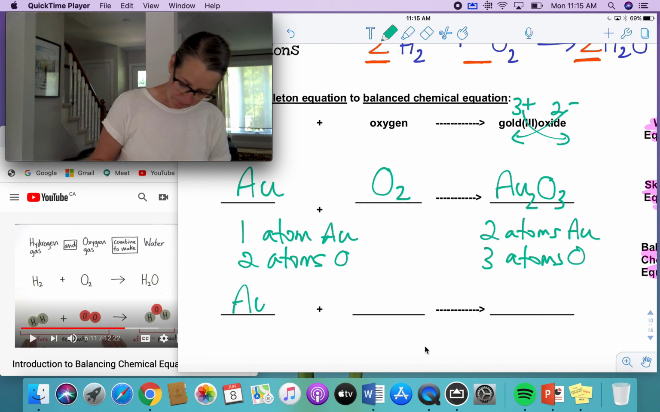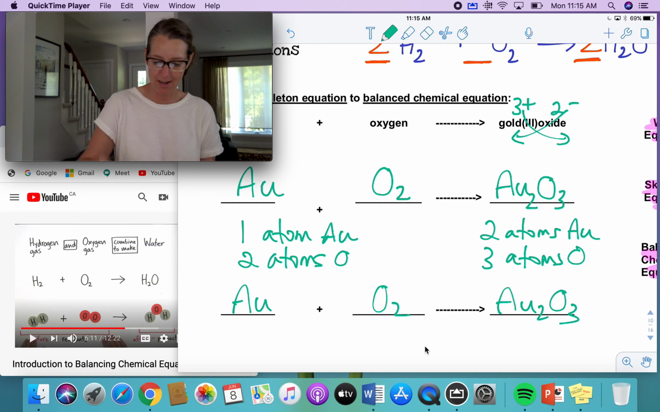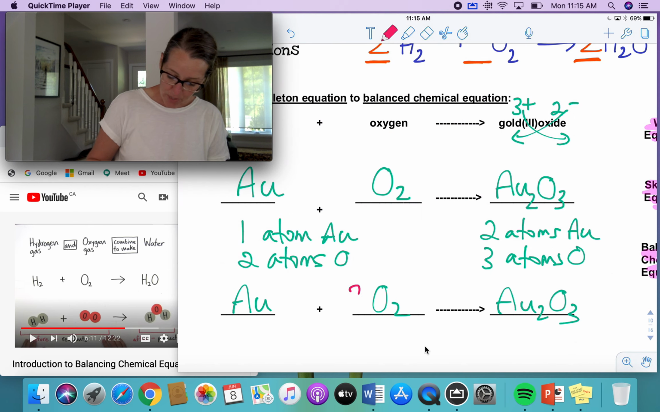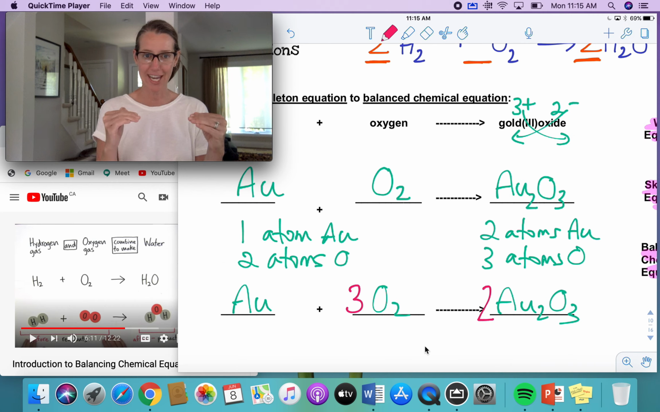The easiest way to get rid of an odd on one side and an even on the other side is to say, okay, here's where I'm going to write my skeleton equation down below again, and I'm going to add a coefficient as needed. Okay, I'll do this in a different color. I'm going to then put a 3 in front of my O2 and a 2 in front of my Au2O3. Okay, I'm going to balance out by only using the coefficients because, again, you can't change the formula. Once you've written your formula, that is what it is. The only way to change the number of atoms is to add total number of molecules.